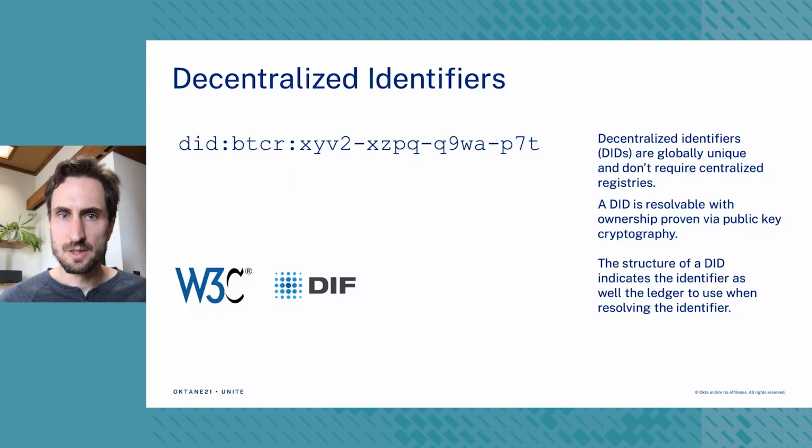Decentralized identifiers are globally unique identifiers that can be created without the need for centralized registries. In that regard, they are similar to UUIDs. What sets them apart, however, is that they are also resolvable and ownership can be proven via public key cryptography. We will come back to this a bit later. In terms of structure, all DIDs begin with the prefix DID colon. Next, they contain what is known as a DID method, followed by the unique identifier. The DID method in the middle roughly equates to the ledger the identifier resides on. In this example, BTCR refers to Bitcoin. The method also indicates how to resolve the identifier to its associated public key. We'll come back to this a bit later.